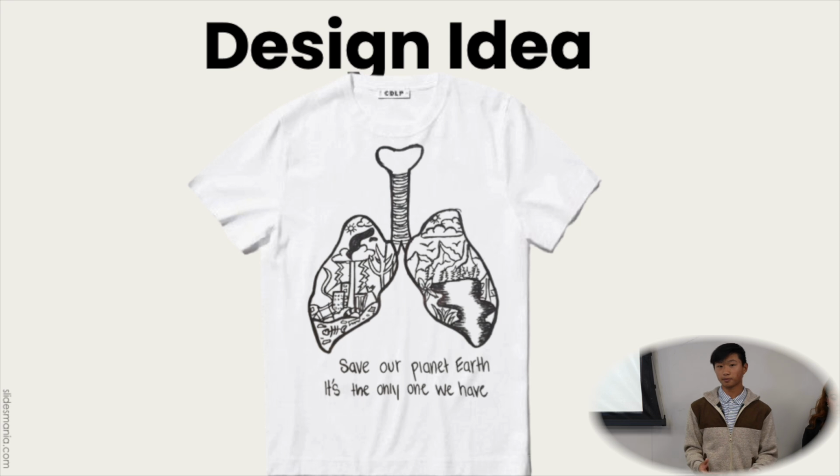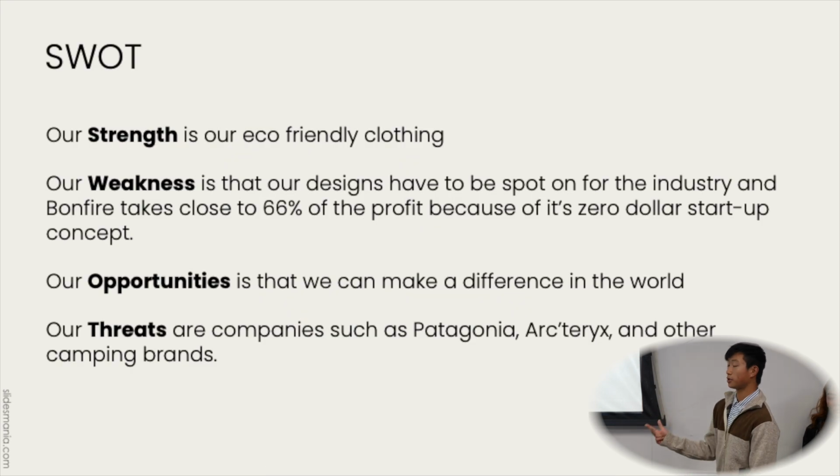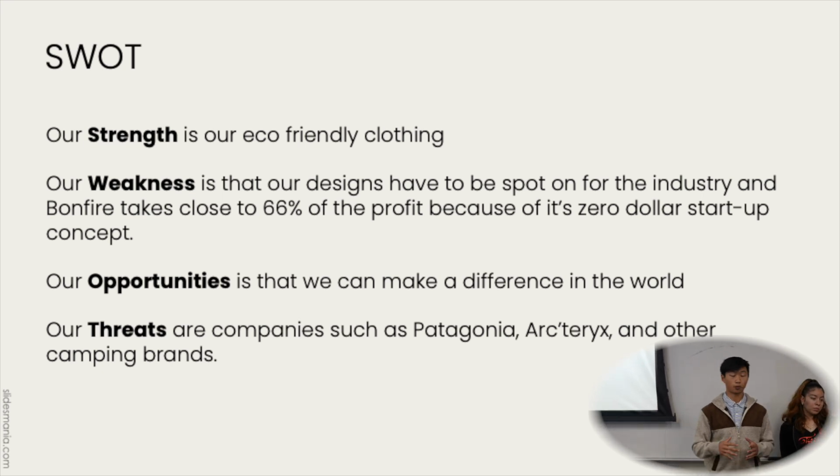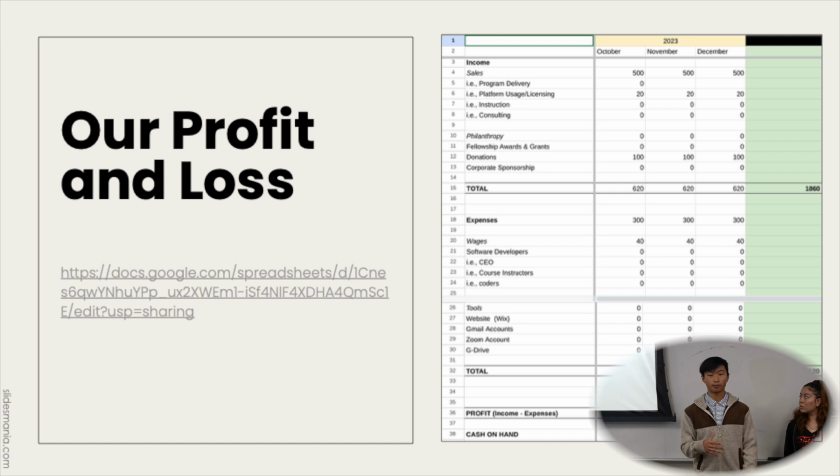Our SWOT, which means our strengths, weaknesses, opportunities, and threats. Our strength is that our company is eco-friendly, as I mentioned. It's really easy for it to biodegrade. It's made of really recyclable clothing wear. Our weakness is that our designs have to match what the trend is, or else it's not going to sell as well. And Bonfire, because it's so simplistic and because it helps us with the inventory, takes about 66% of our profit. So it's a lot. Our profit margin is not that big.